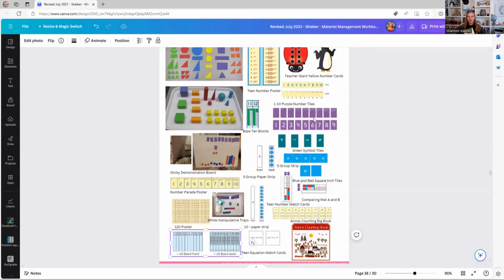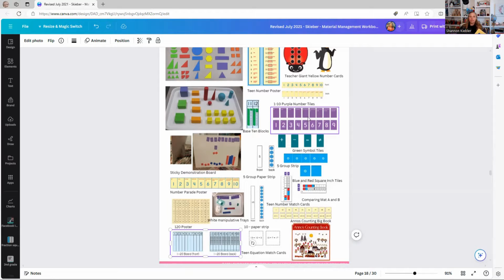Now you'll see here you have your purple number tiles. This is probably the most important manipulative you use in kindergarten. Again, they are foam. It's numbers 1 through 10. I'm showing you the front and the back side here. This is your version of the secret code cards. It has a number on the front and it has the quantity drawing on the back.